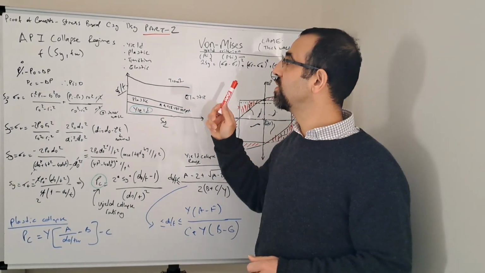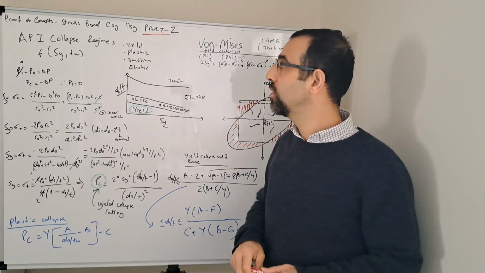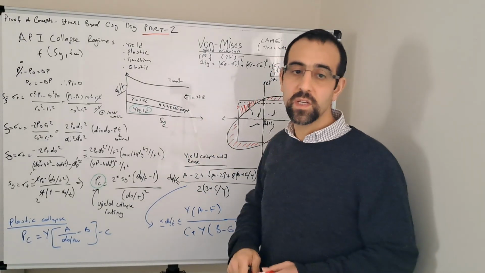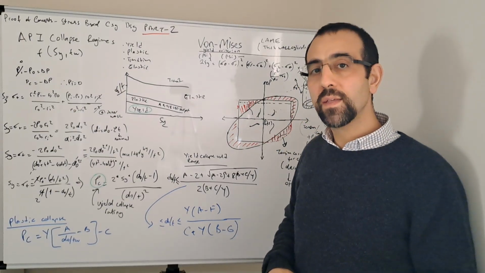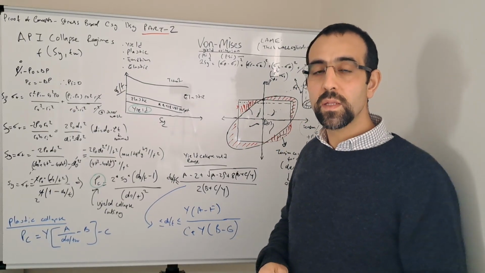Today I'm going to present part number 2 of our video series, which is the API collapse regimes. Before I go into that one, let's recap what we have done in part number 1.